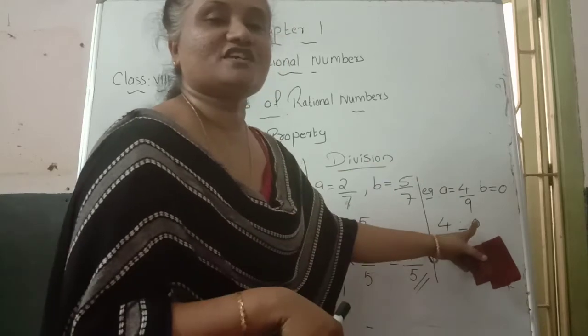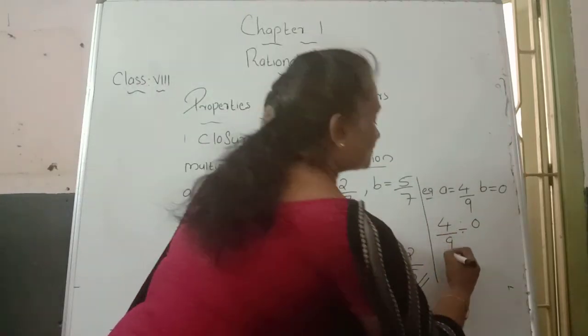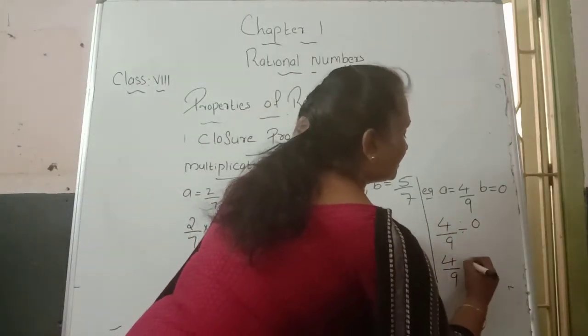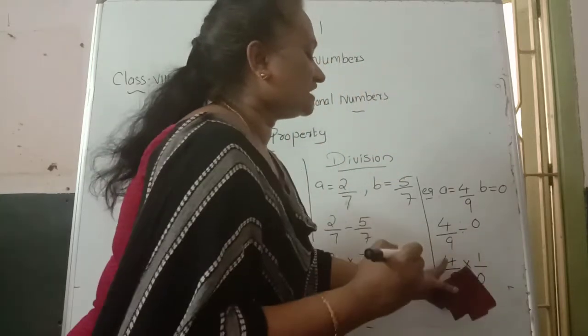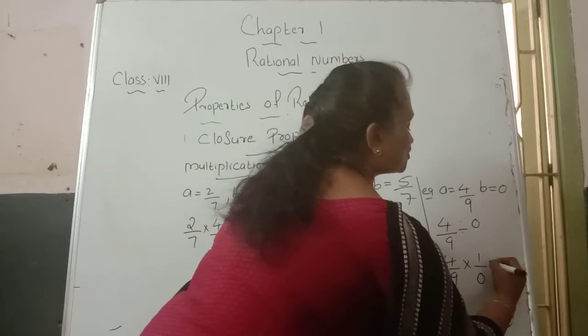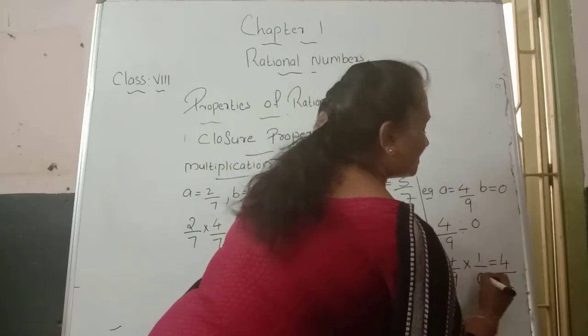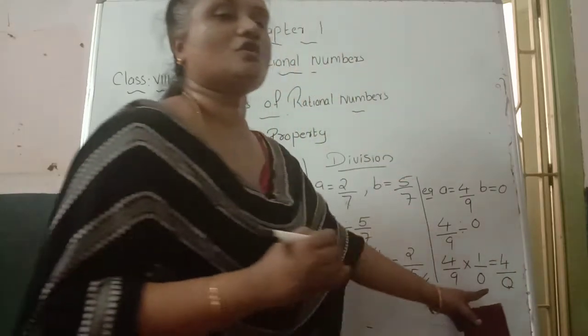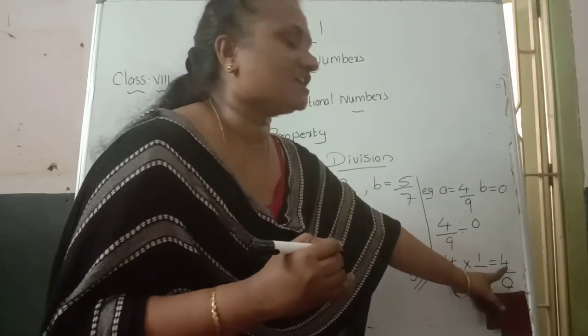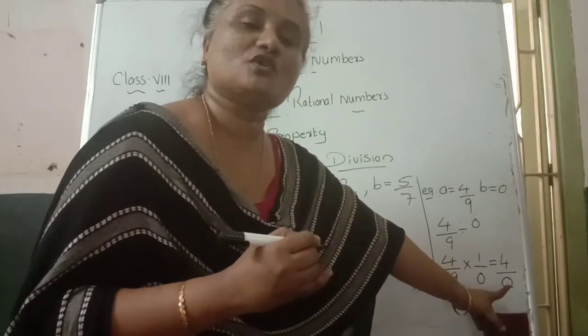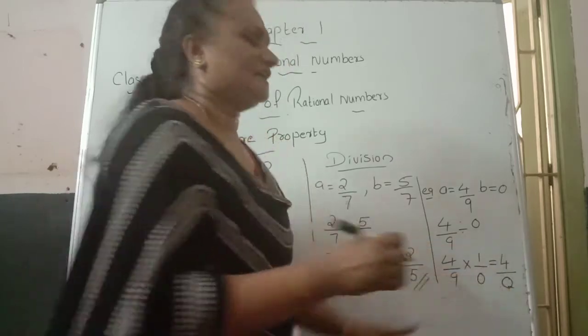1 by 0 is the reciprocal of 0. That's why 4 by 9 into the reciprocal of 0 becomes 1 by 0. Then numerator into numerator comes to be how much? 4. Denominator into denominator becomes 0. Is it possible? Not possible. Here a number is divided by 0. It is not possible to divide.